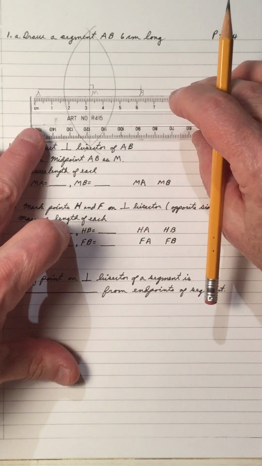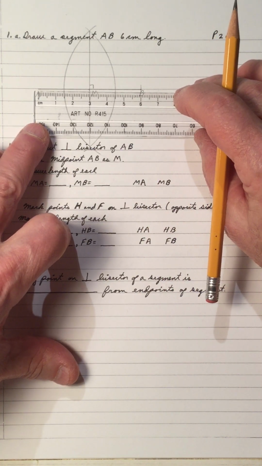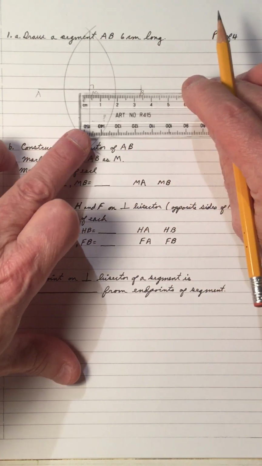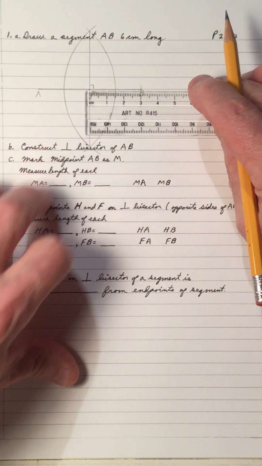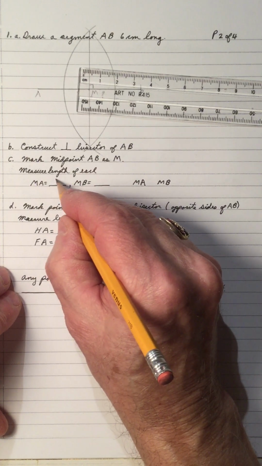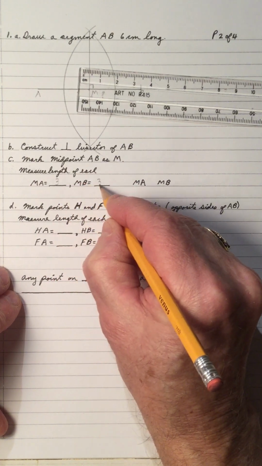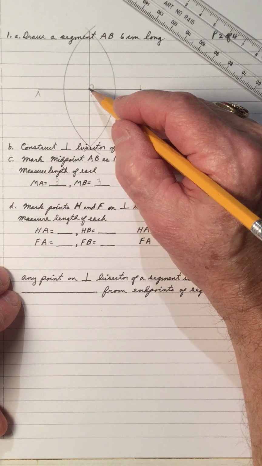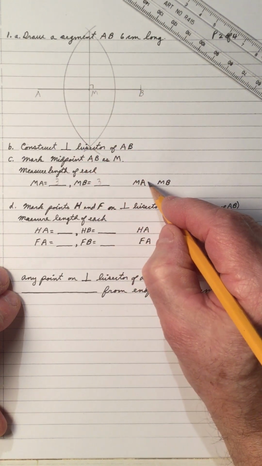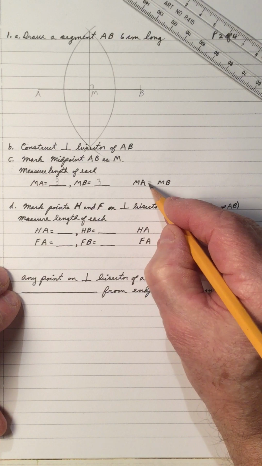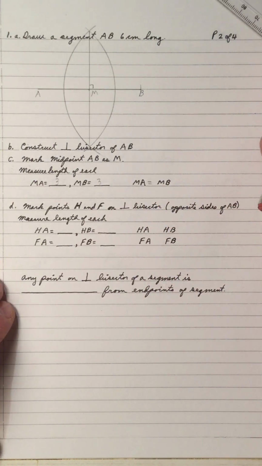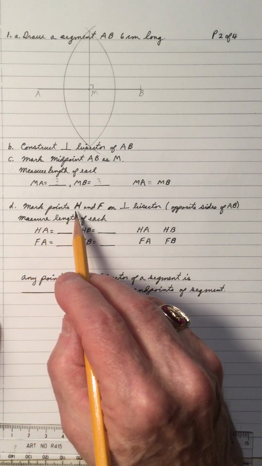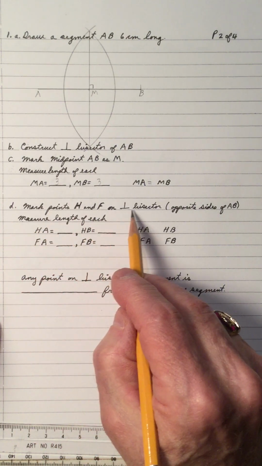So let's use our ruler and see if we measure. Perfect. That's MA 3, and that's MB 3. Because it's a perpendicular bisector, because it bisects, it makes MA equal to MB.